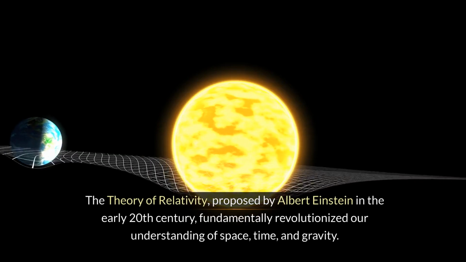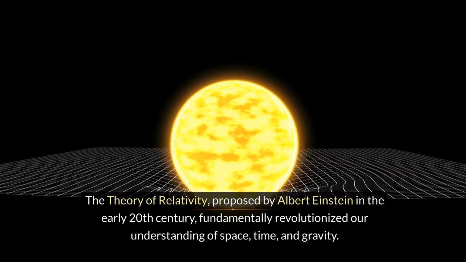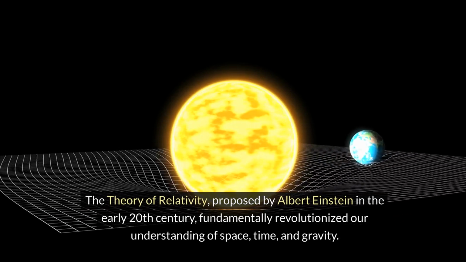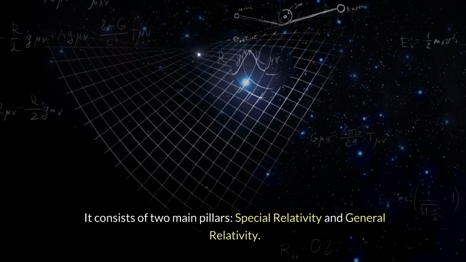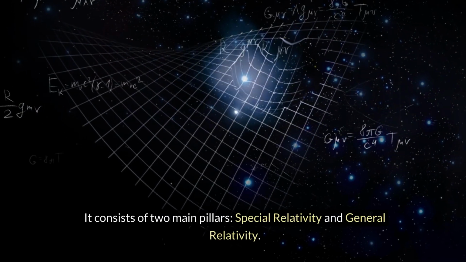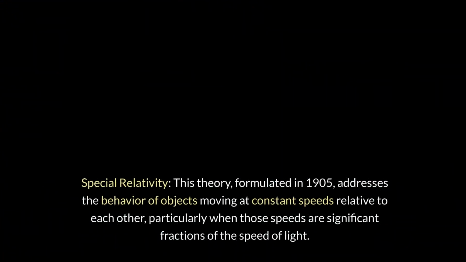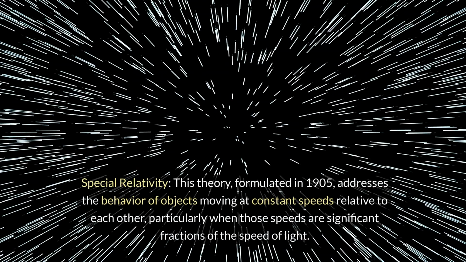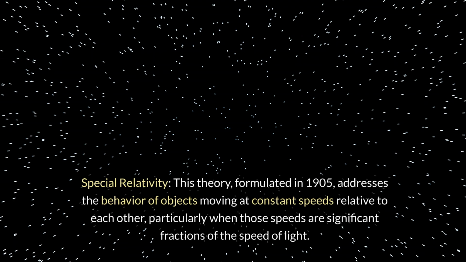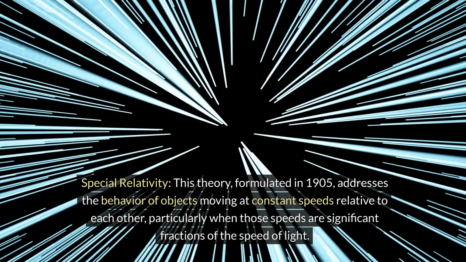The theory of relativity proposed by Albert Einstein in the early 20th century fundamentally revolutionized our understanding of space, time, and gravity. It consists of two main pillars, special relativity and general relativity. Special relativity. This theory, formulated in 1905, addresses the behavior of objects moving at constant speeds relative to each other, particularly when those speeds are significant fractions of the speed of light.